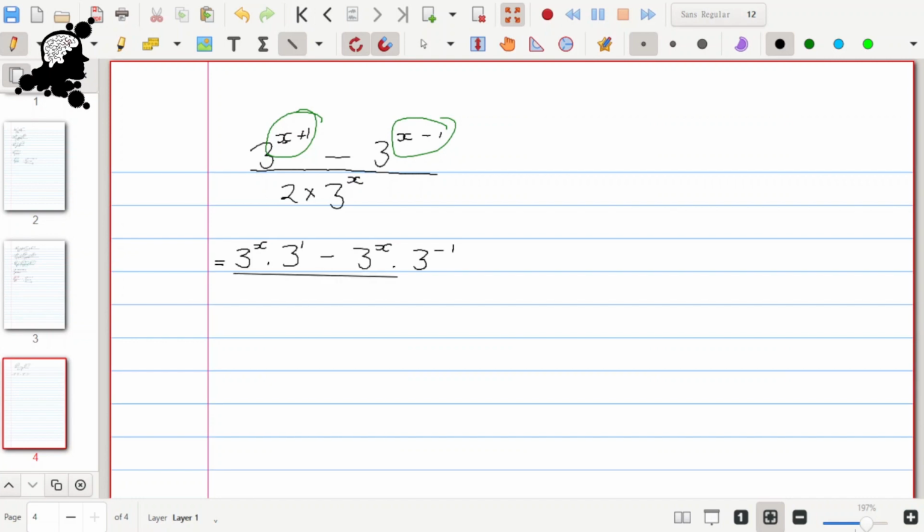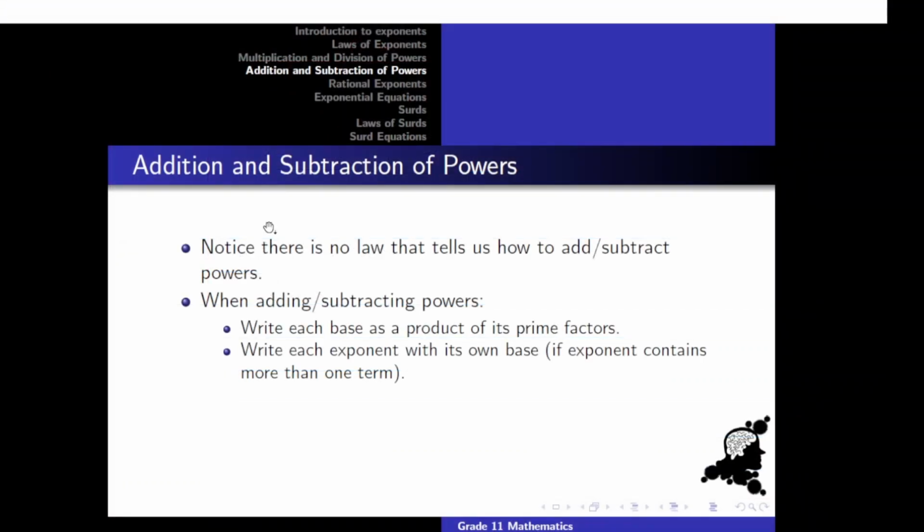Right, what we have at the bottom does not change. We're still going to have the same expression because there's no addition or subtraction taking place here. So we are still going to have 2 times 3 to the power x. So let's see what happens. Let's quickly go back to the notes so that we can see what is the next step after writing each exponent with its own base. We need to factorize the expression.